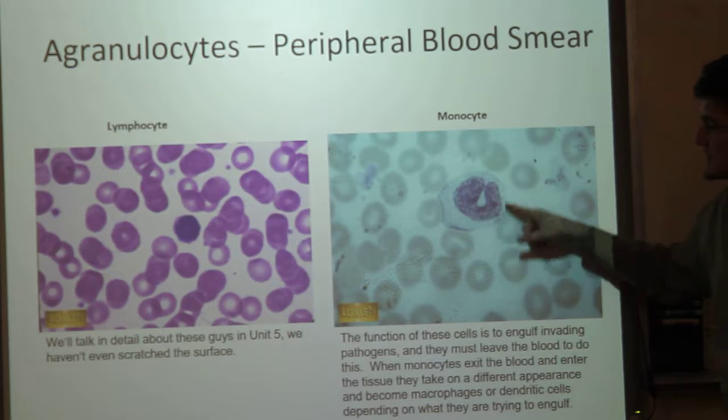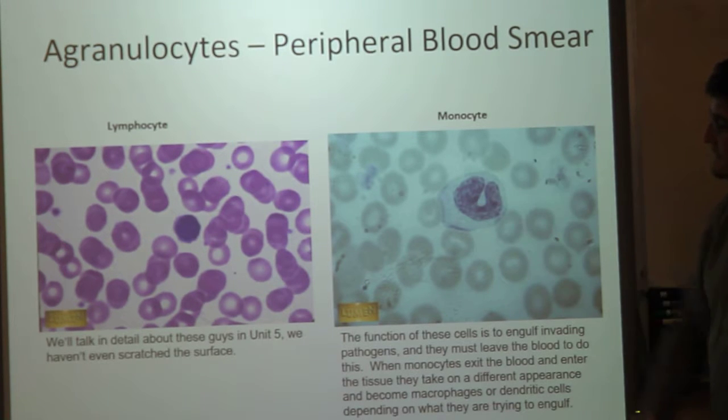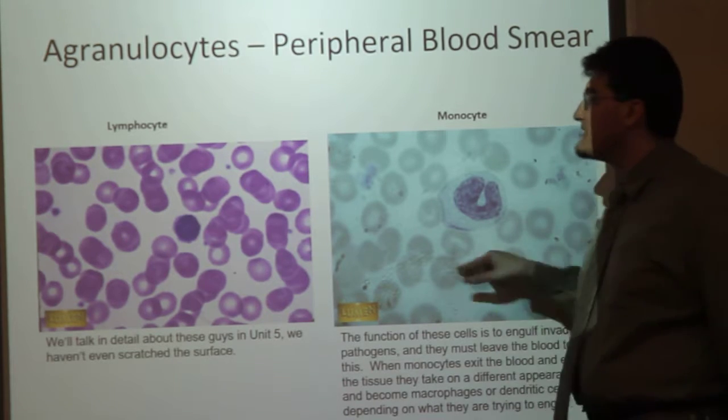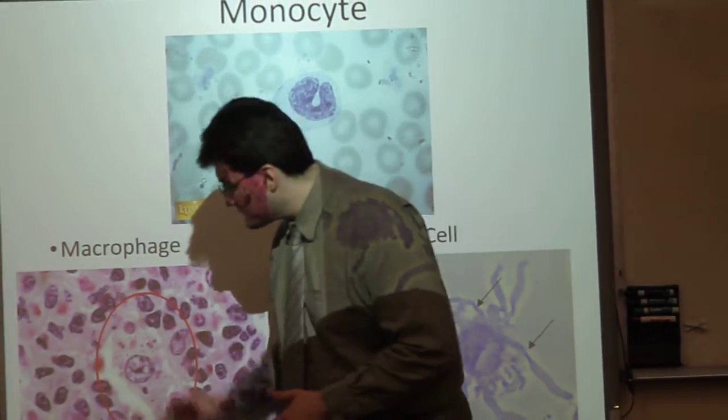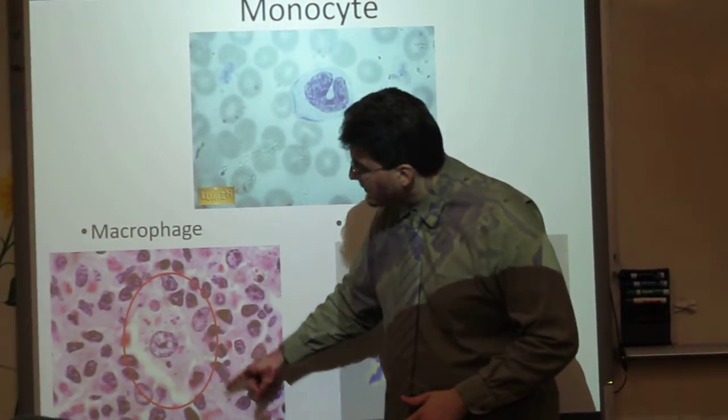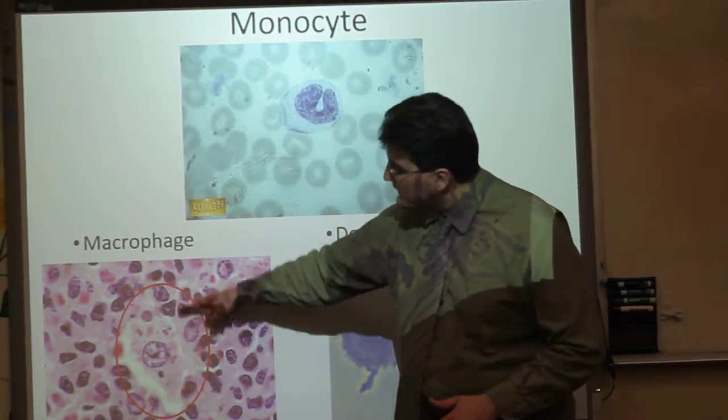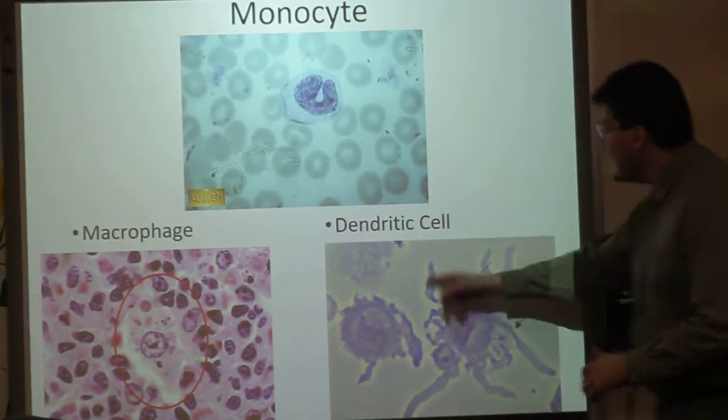This monocyte right here with the U-shaped nucleus and huge cell size, this is basically only going to function in engulfing invading pathogens. But they have to leave the blood in order to do that. So monocytes don't really have that much function in the blood itself. But once they leave the blood, they're no longer monocytes. So a monocyte will become a macrophage. A macrophage down here, this cell all along this border right here, or a dendritic cell.